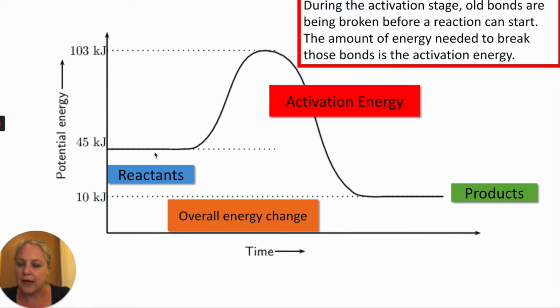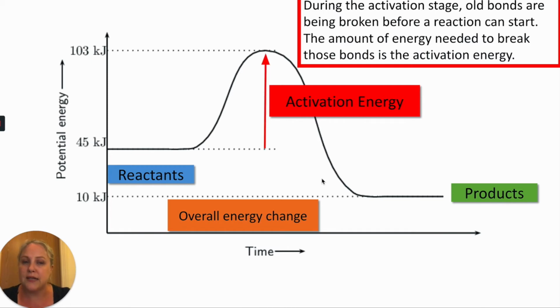So we've got the reactants, how much energy the reaction started with. We've got the activation energy, okay, which is between these 2 dotted lines. Then we've got the energy of the products. And the overall energy change is between this 10 kilojoules, the energy of the product, and the energy of the reactant. So the difference between 10 kilojoules and 45 kilojoules is the overall energy change in this reaction.